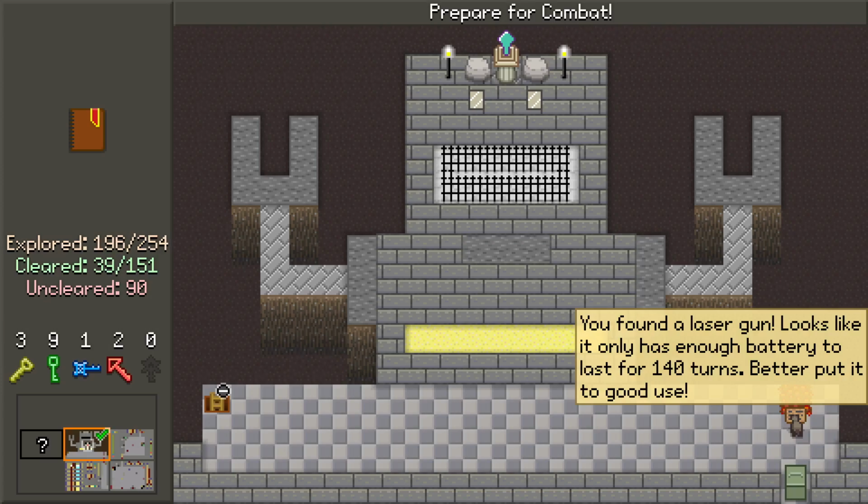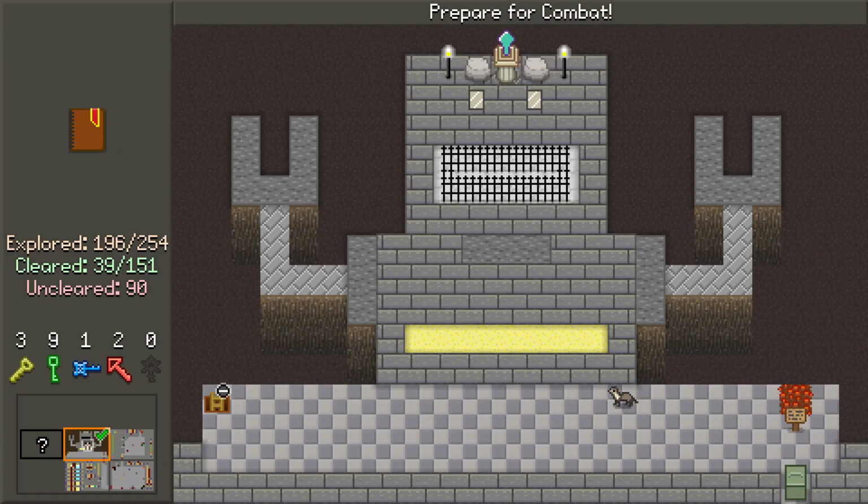Okay. So yeah, I got the part of that angry eye that fires out of itself. 140 turn laser gun. Okay. I have a guess about what this might mean. Maybe. But I don't know. Okay, this is scary. But here I am, prepare for combat. Gonna go down here next time and see what that means.